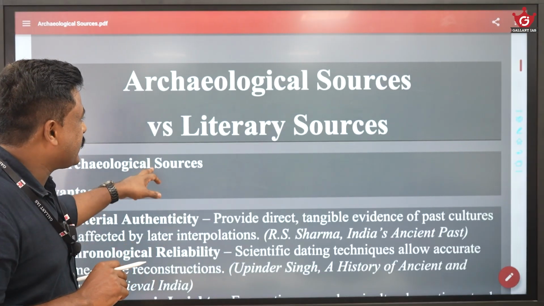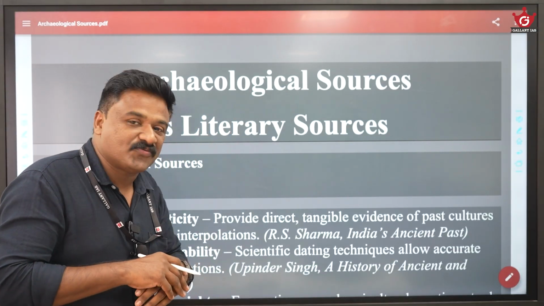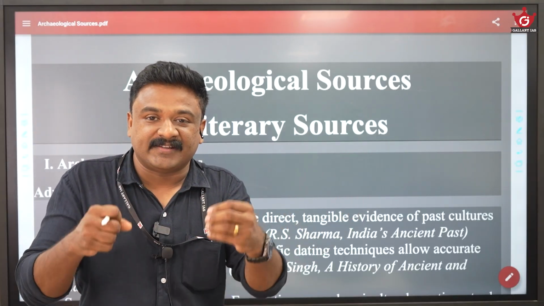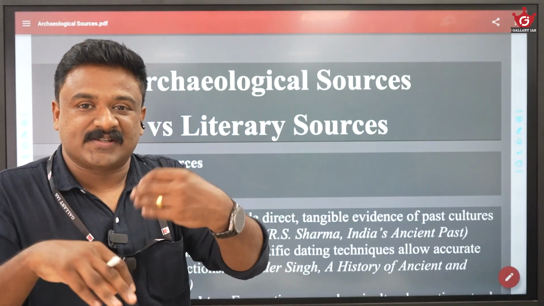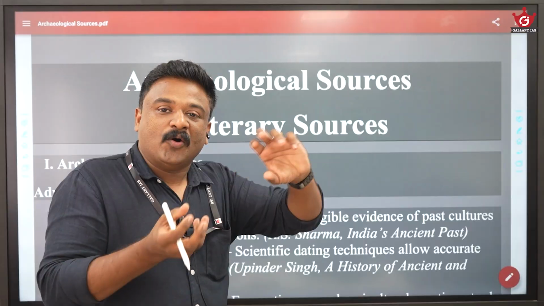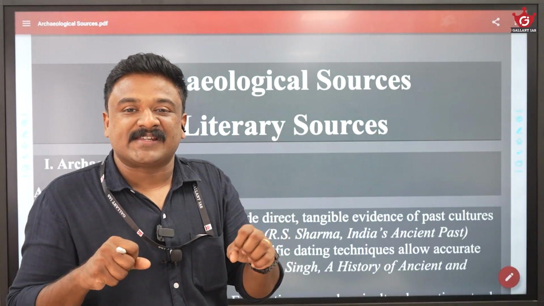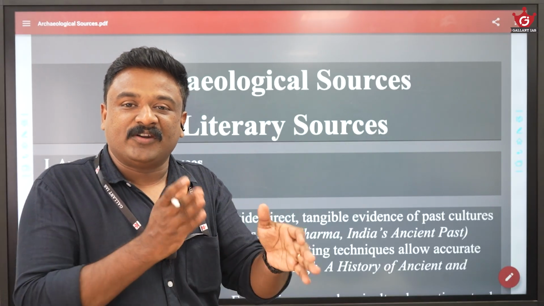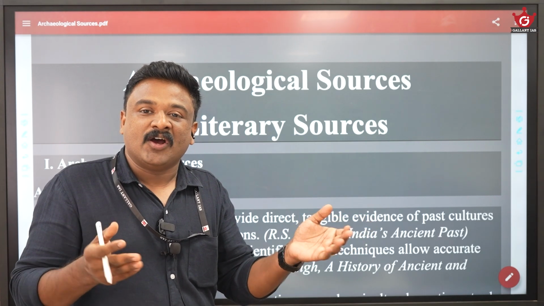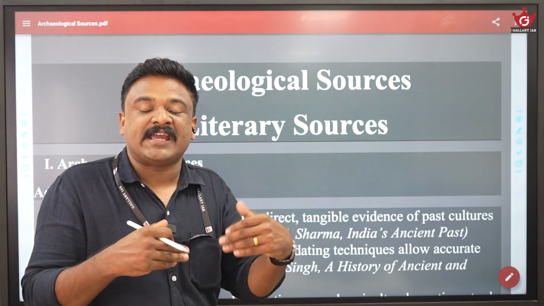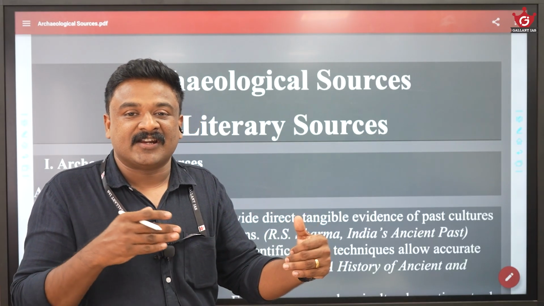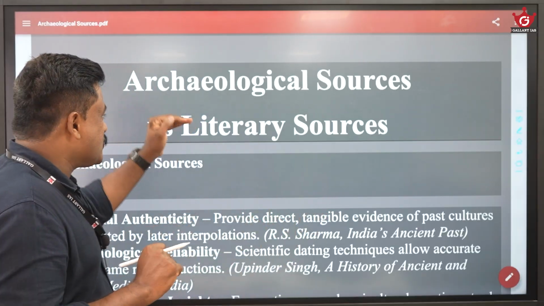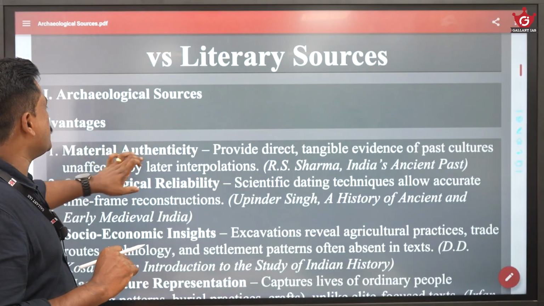Starting with the very first topic, which is archaeological sources versus literary sources. Both in the GS part and in the optional part, they ask questions on sources, the relevance of the sources, how archaeological sources and literary sources are helpful in reconstructing the history of India, or different classifications of the sources: foreign sources, Indian sources, archaeological, literary, secular, religious. So many questions are there.